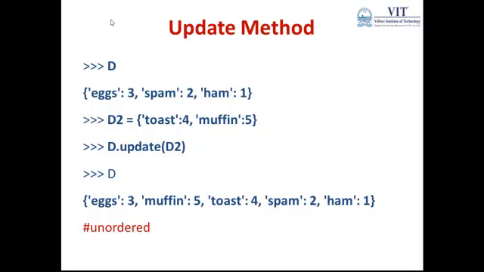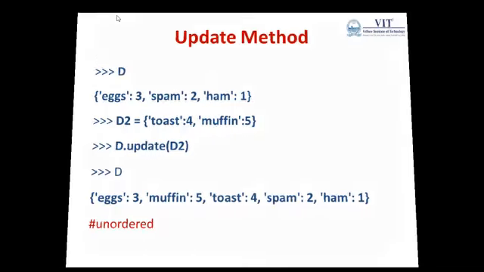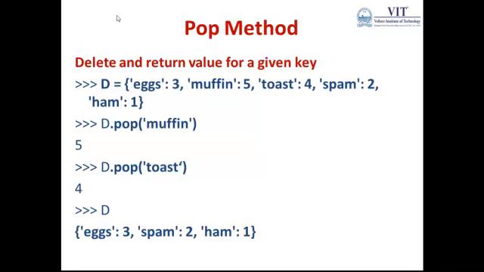Initially my D, look at the first line, has 3 items, x, here's x, value is 3, like that I have 3 items, and my D2 contains 2 items. Now look at the last statement, it contains 5 items, which means it has been merged, updated. Since it is an unordered collection, it can be stored in any order. That's what is happening.